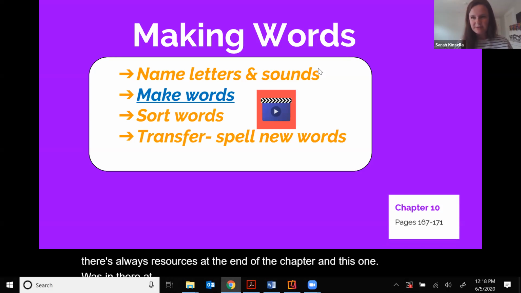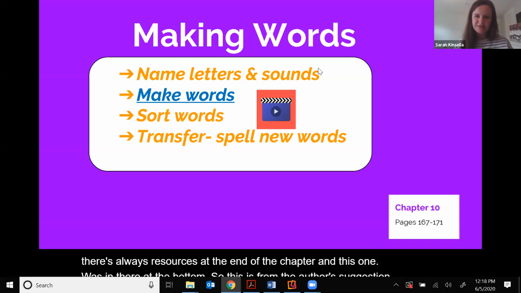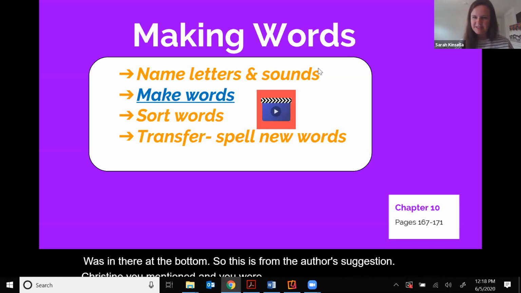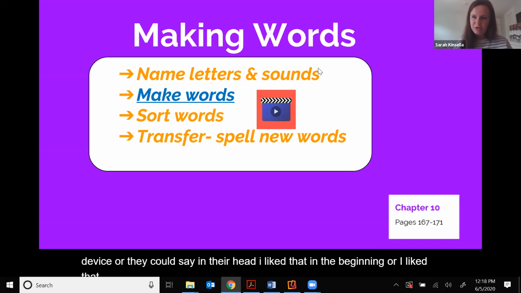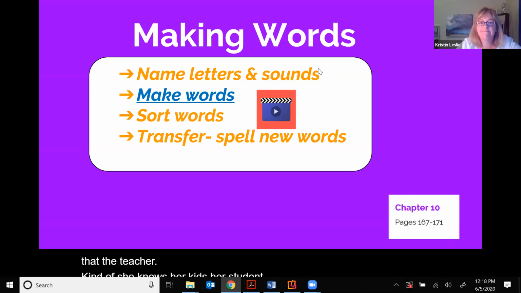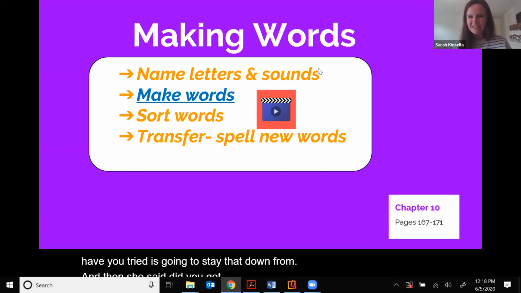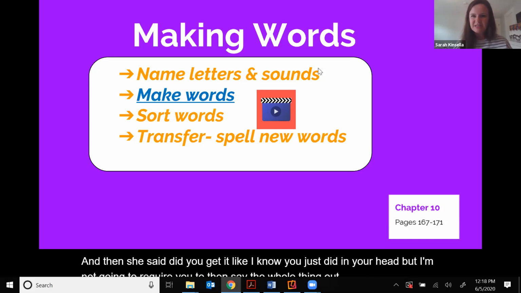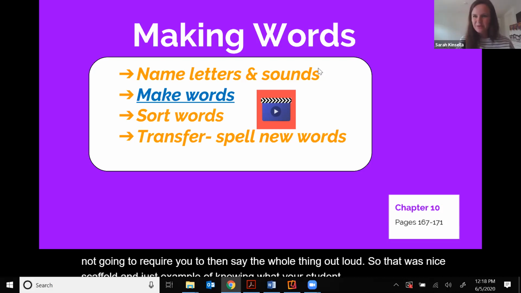So this is from the author's suggestion. Oh, awesome. Kristen, you mentioned that you were noticing that they could use their device or they could say it in their head. I liked that in the beginning, or I liked that the teacher knows her student, right? And so she knows, I'm going to have you say that sound. And then she said, did you get it? Like, I know you just did it in your head, but I'm not going to require you to then say the whole thing out loud. So that was a nice scaffold and example of knowing what your student can do.